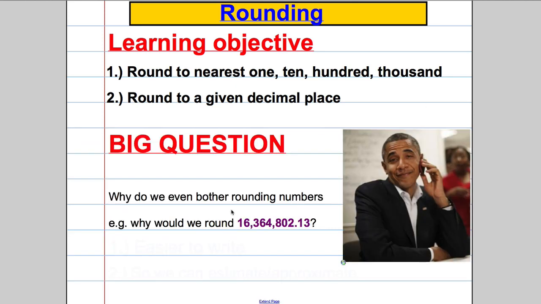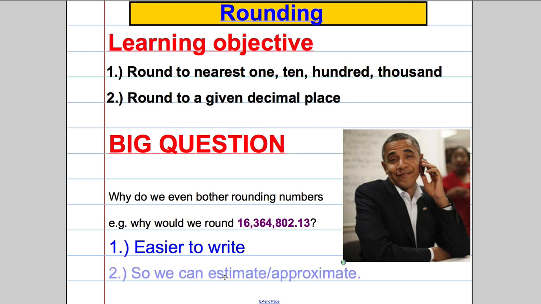Now, I hear you ask, why do we even bother rounding numbers? For example, why might we round that number, 16,364,802.13? Well, if we round that number, it would be easier to write down and say. And if we estimate, we can then make approximations and do calculations quicker with estimates rather than numbers written out in full.